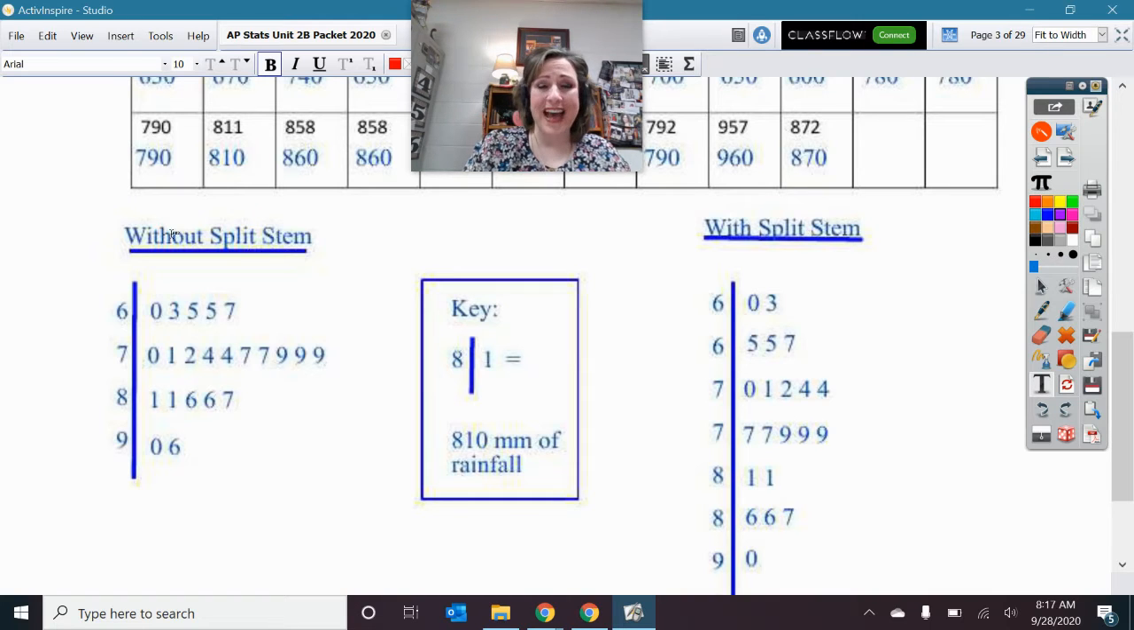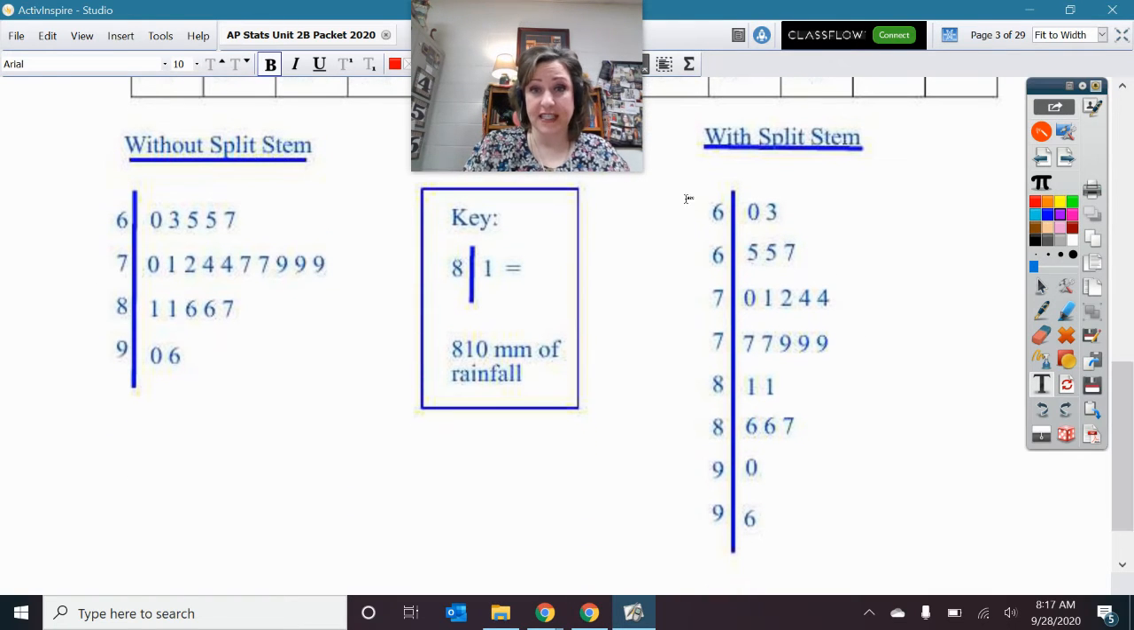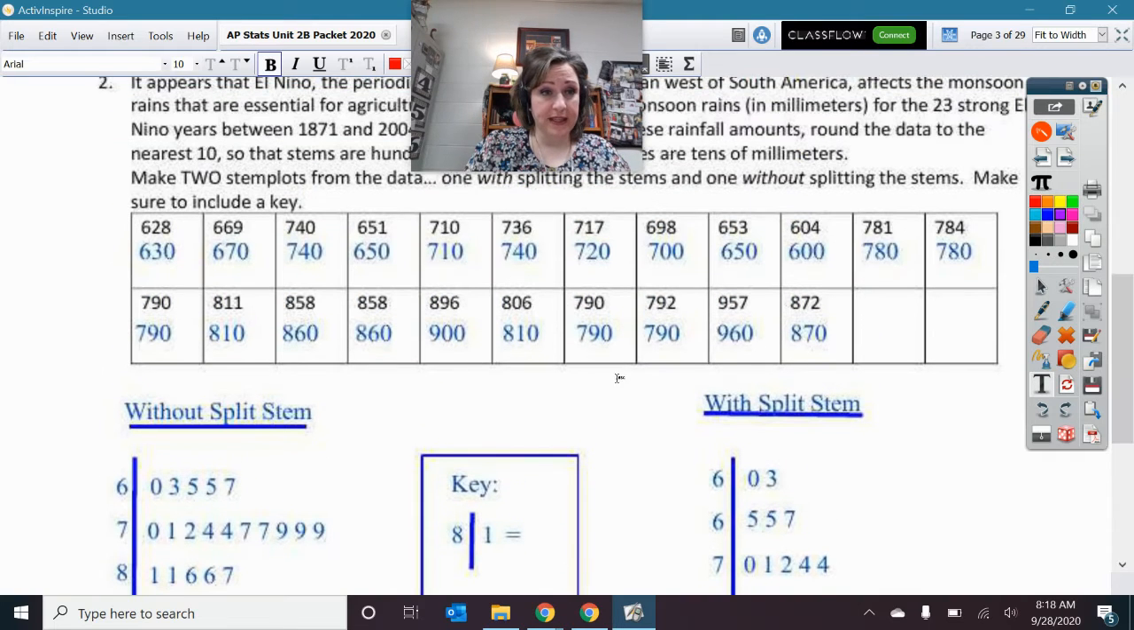One of them without a split stem. So over here I have 6, 7, 8, and 9. So I did not split the stem. But splitting the stem makes it such as this: 6, 6, 7, 7, 8, 8, 9, 9. Okay? So then I went and I started to put my things in order.